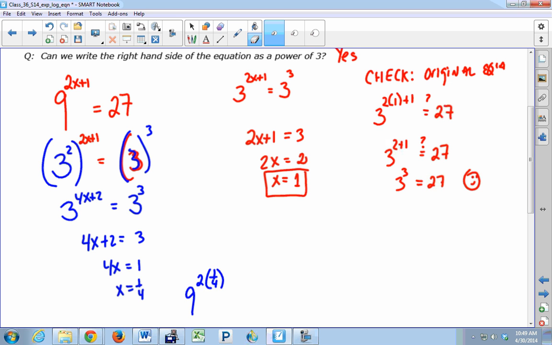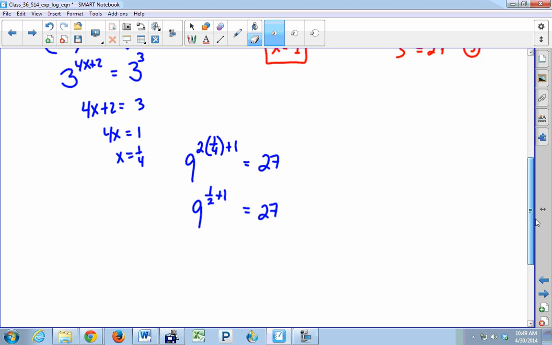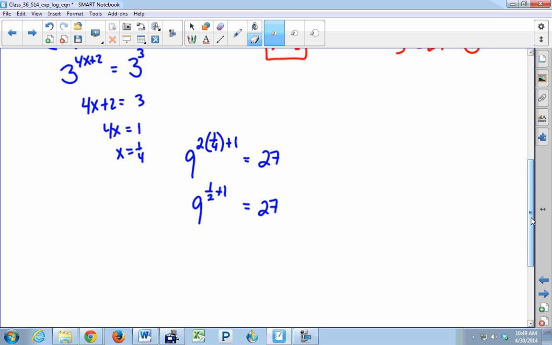Oh, and I'm a math teacher. So I go back and check, and I get, oh, I called it 2, not a half. 2 times a quarter is a half. A half plus 1. This is a review of fractional exponents, which was way back in chapter P. A half and 1 is 3 halves, because 1 is 2 halves. So this is 9 to 3 halves equals 27. So 9 to the 3 halves says take the square root of 9, I get 3. 3 cubed is 27. I'm a happy camper.